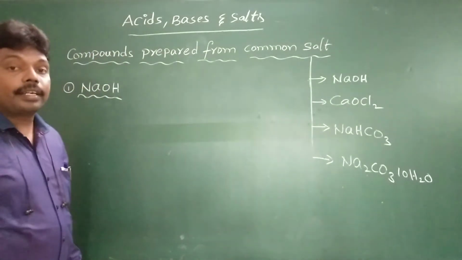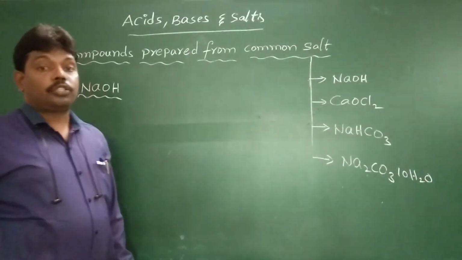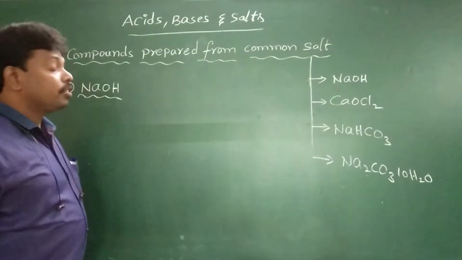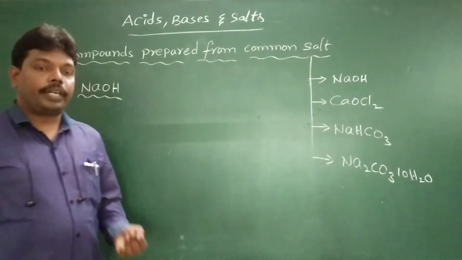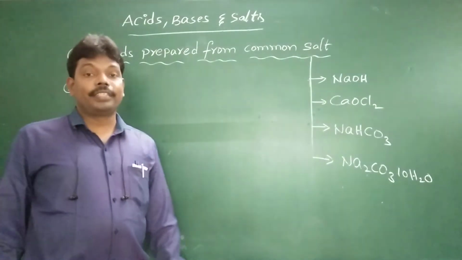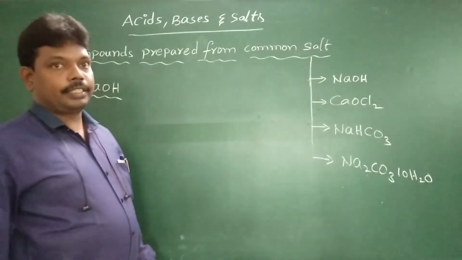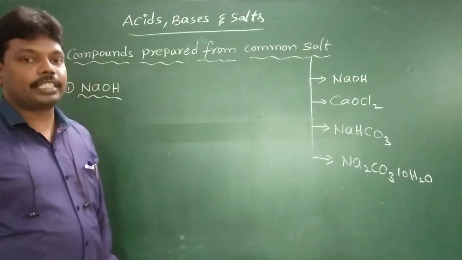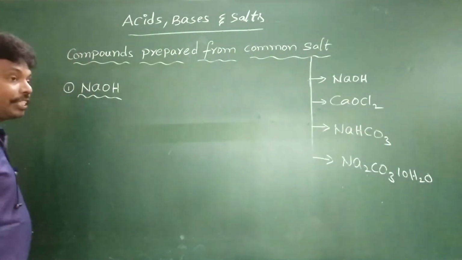Sodium hydroxide, common name is caustic soda. Why? Because it reacts with our proteins. It reacts with our skin proteins, and it is corrosive in nature. It corrodes easily. That's why it is called caustic soda.